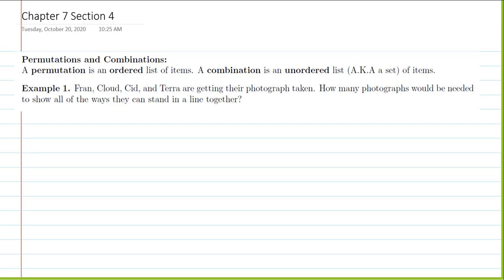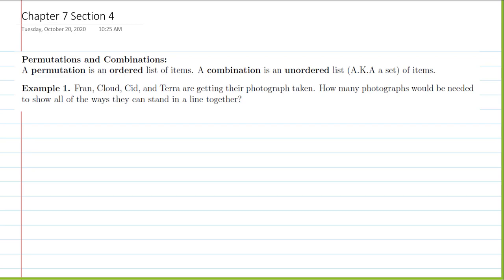In a list, we're going to have a first thing, a second thing, a third thing, and a fourth thing. As we learned when we were talking about sets in our previous sections, sets are unordered. So the order we put things in a set is not important. The set ABC is the same as the set CBA, is the same as the set BAC, and so forth. So the difference is, when order matters, we're going to use a permutation. When the order doesn't matter, we're going to use a combination.